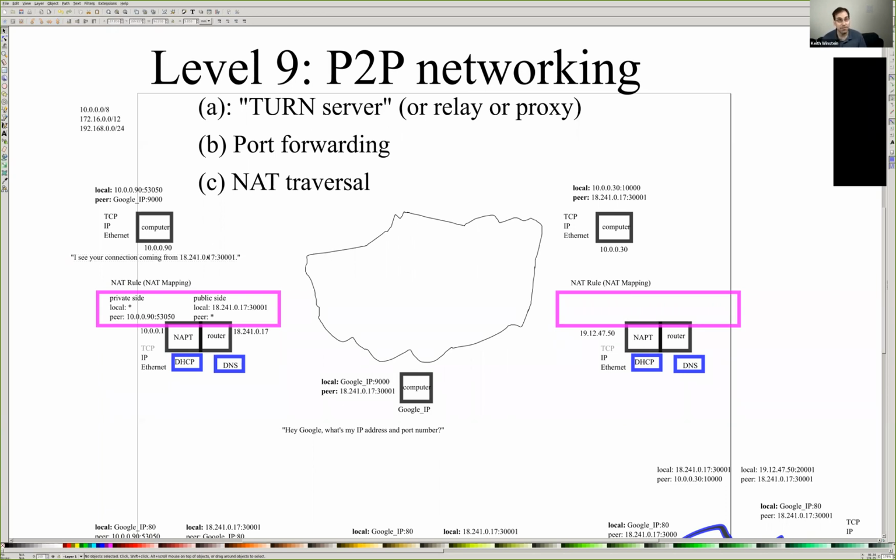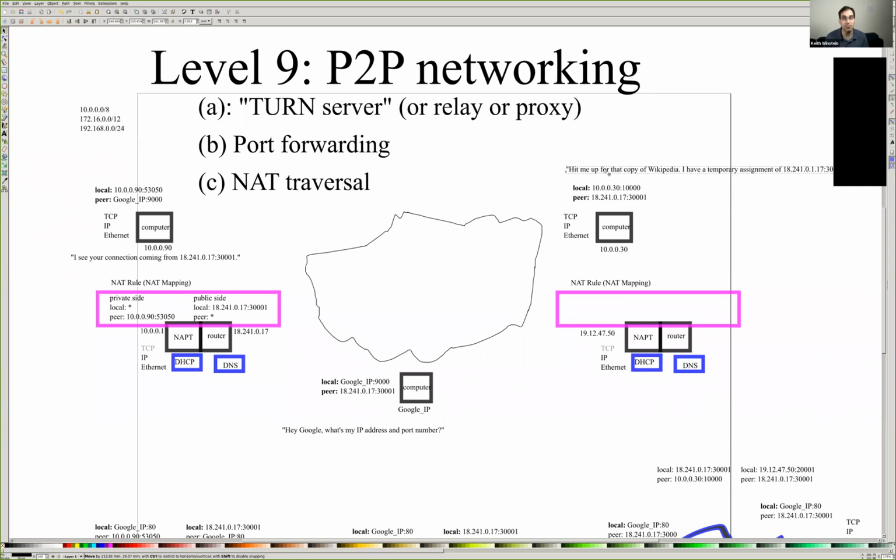And that is now very valuable information because what can that computer do with that information? It can tell this computer over here. So it can say, hit me up for that copy of Wikipedia. I have a temporary assignment of 18.241.0.17 port 30,001. So this computer has learned that it has a temporary lease on 18.241.0.17. It has a mapping, and it can tell this computer.